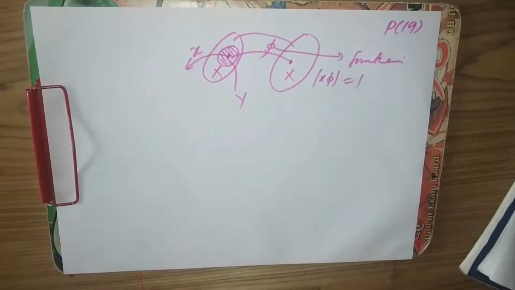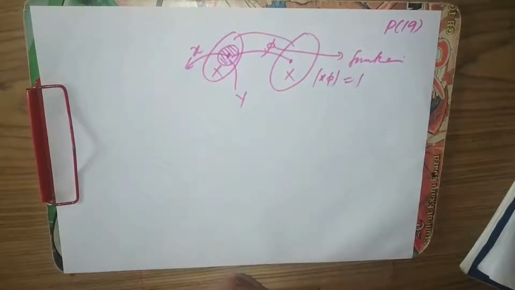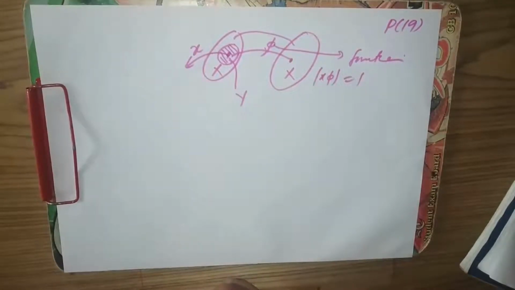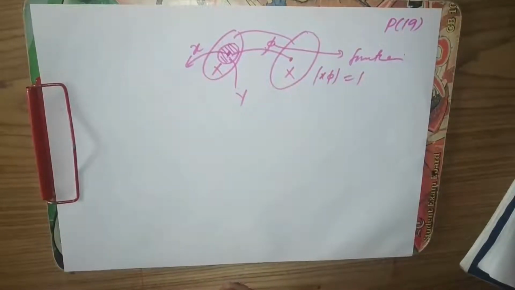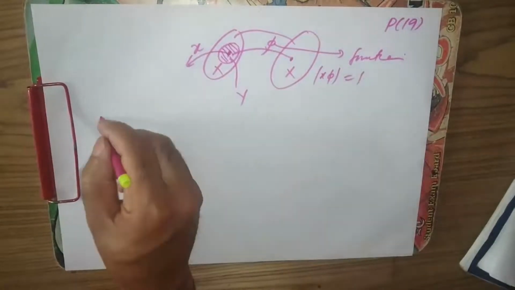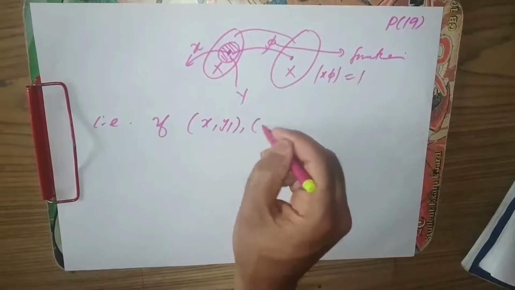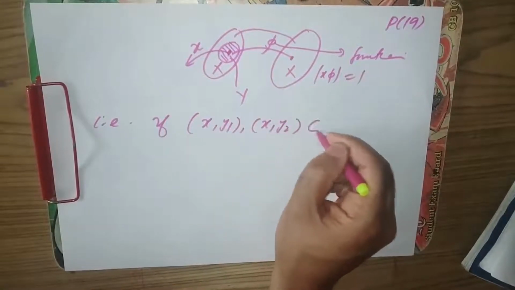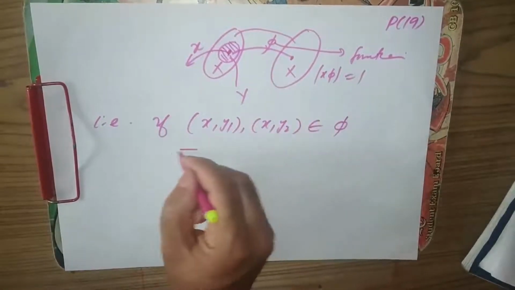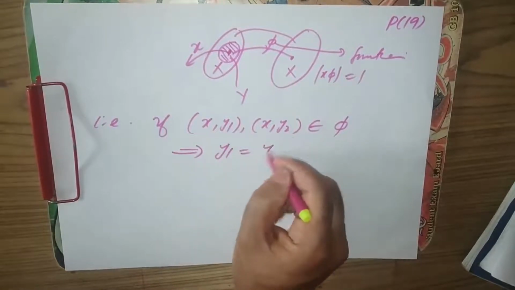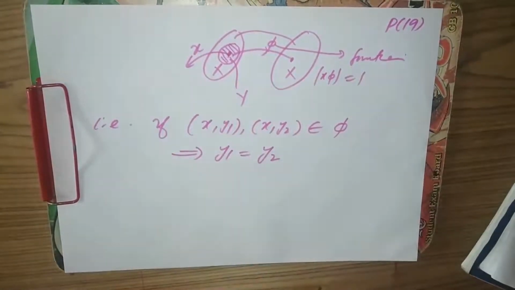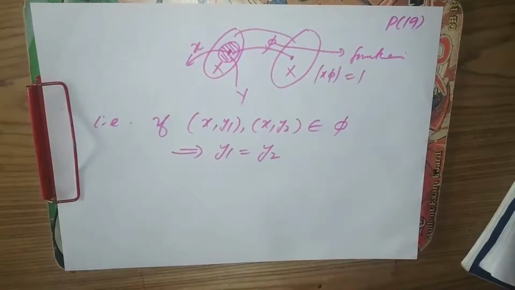So this can be expressed as saying that if (x, y1) and (x, y2) belong to phi, where phi is a partial map, then y1 should be equal to y2. The image of x should be unique.